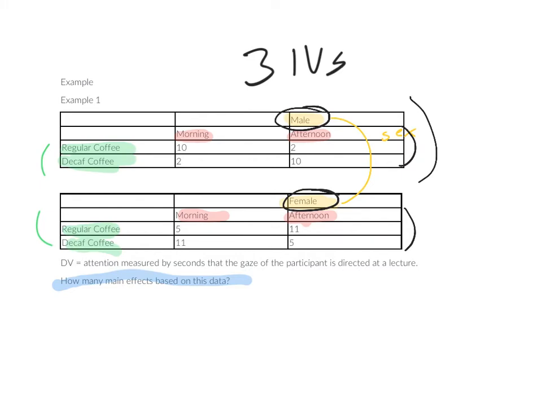So let me walk you through this a little bit more. So if we didn't have that third IV, right? Let's say we just had this one here. We would have participants who participated in the morning and who had regular coffee, morning decaf coffee, afternoon regular coffee, afternoon decaf, right? And here I have the DV listed, attention measured during a lecture, right? So this is how much attention they paid during a lecture. I'm interested in seeing how caffeine and time of day impacts this.